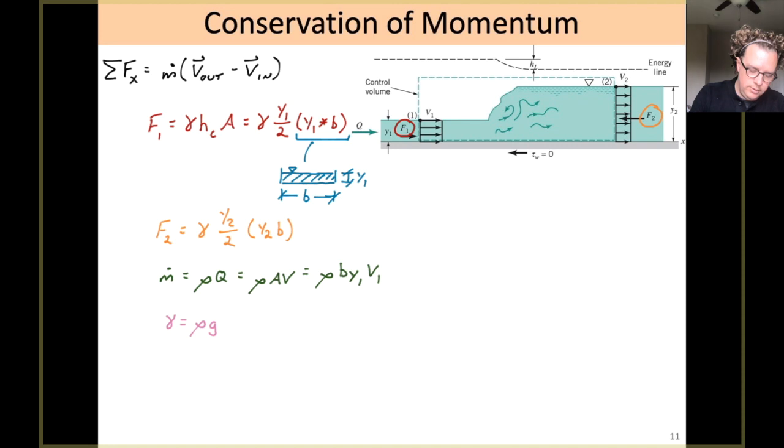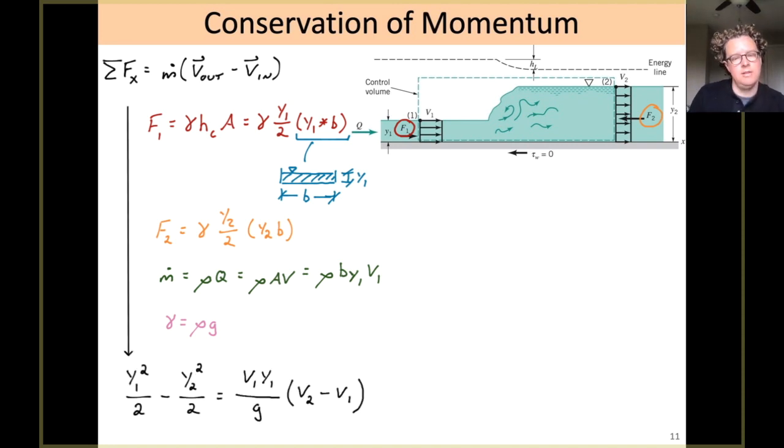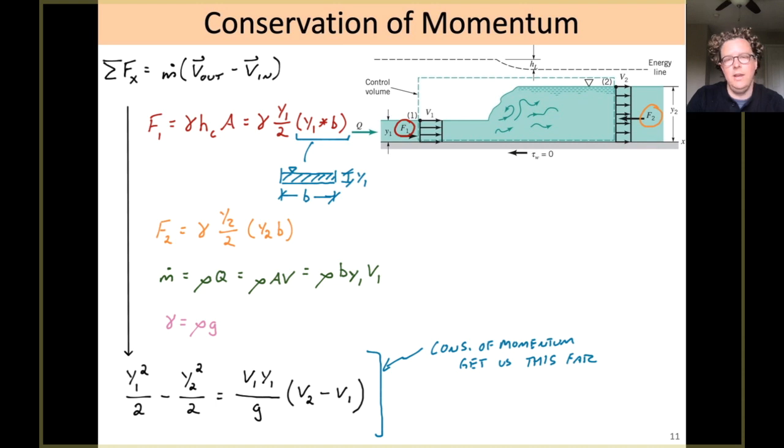Given all of that, if we make those substitutions and organize ourselves, we end up with the equation that's at the bottom of our page here: y1 squared over 2 minus y2 squared over 2 is equal to v1 y1 divided by gravity multiplied by the difference in velocity magnitudes, v2 minus v1. Whew, all right. This is about how far we can get from conservation of momentum. It has y1, y2, v1, and v2.